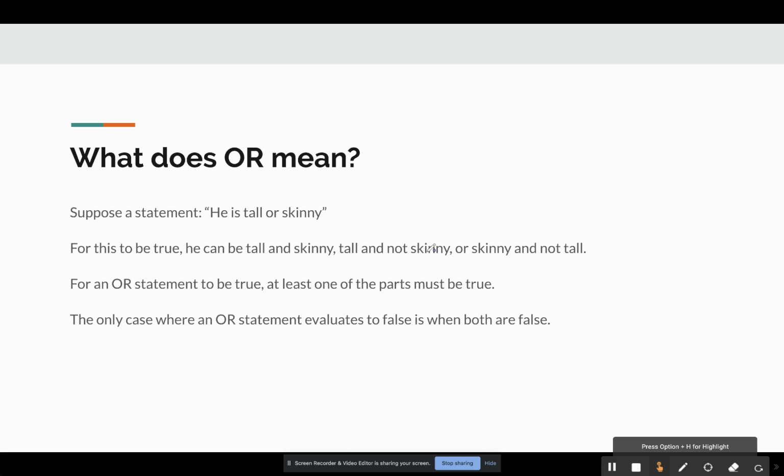So the difference between an or statement and an and statement is that an or statement is true when both parts are true and when at least one part is true. And the only case where an or statement evaluates false is when both parts are false.